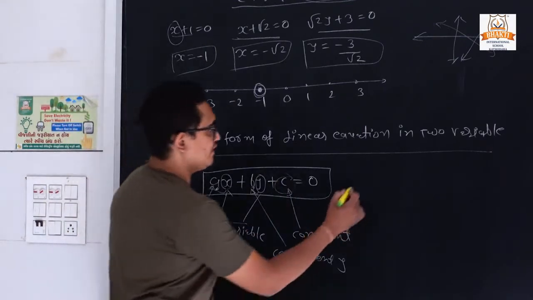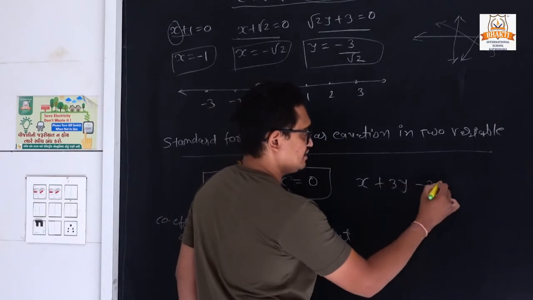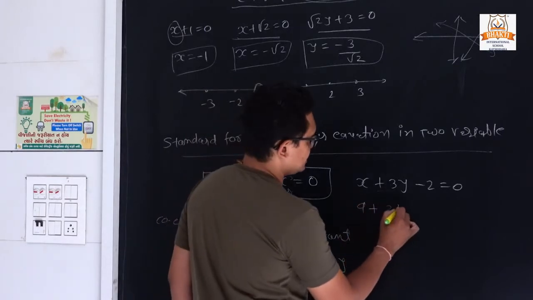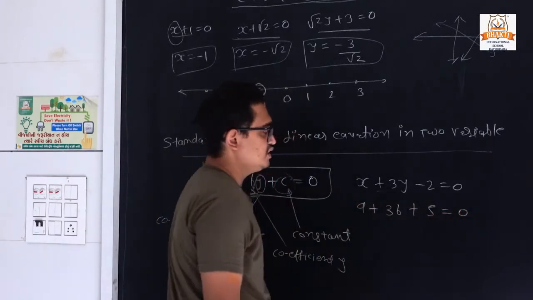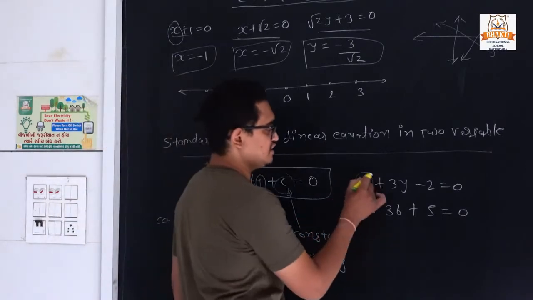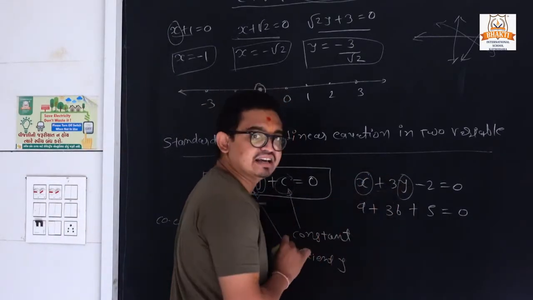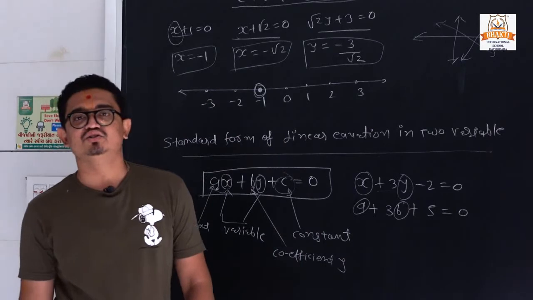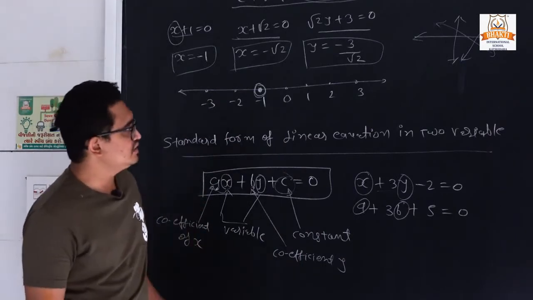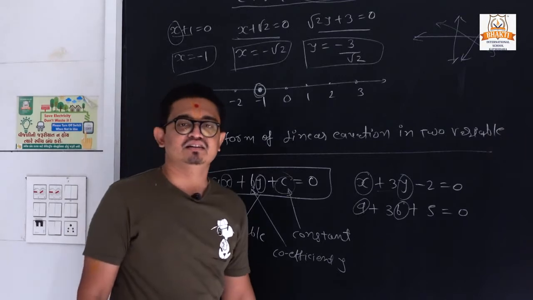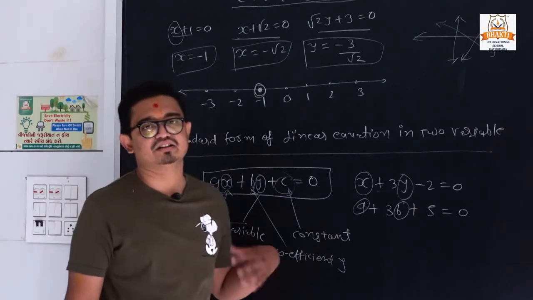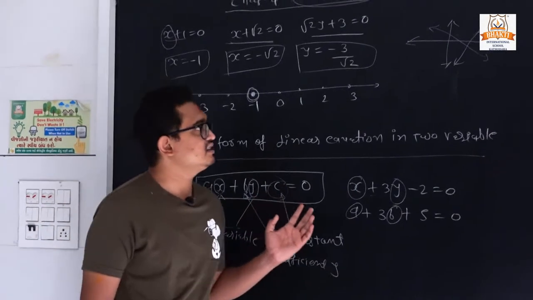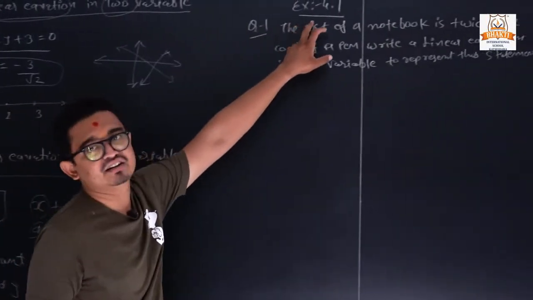So let's take some examples. This is a linear equation in two variables. We can also write it like a plus 3b plus 5 is equal to 0. In the first example we have two variables x and y. In the second we have a and b. So these are linear equations in two variables. This is a very easy chapter. We can learn the basics from our third chapter, coordinate geometry. Now we are going to our next, exercise number 4.1.